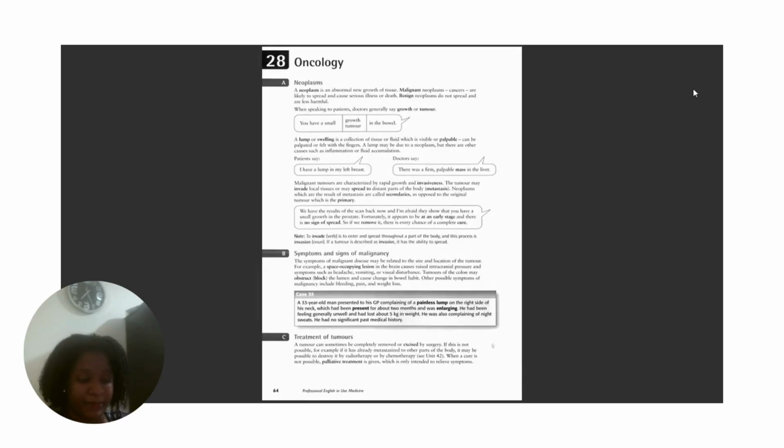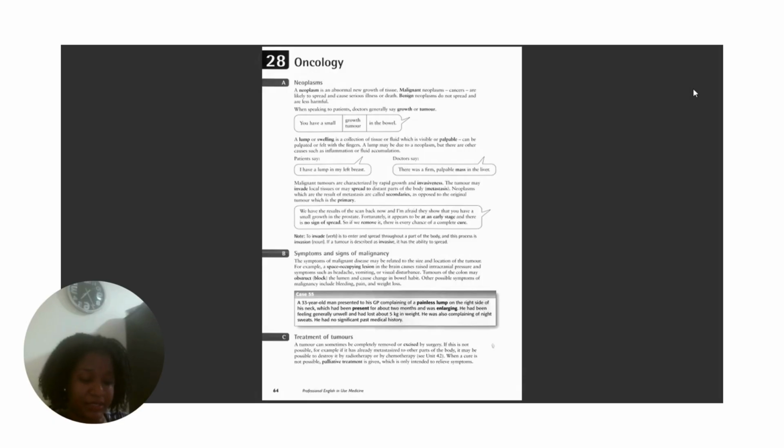A. Neoplasms. A neoplasm is an abnormal new growth of tissue. Malignant neoplasms, cancers, are likely to spread and cause serious illness or death. Many neoplasms do not spread and are less harmful. When speaking to patients, doctors generally say growth or tumor.